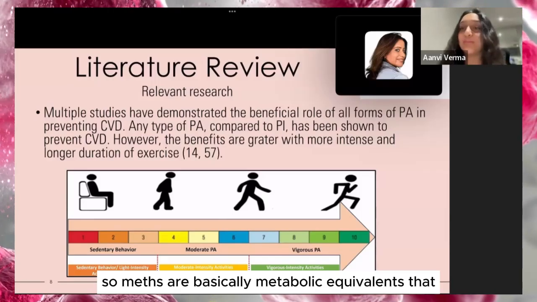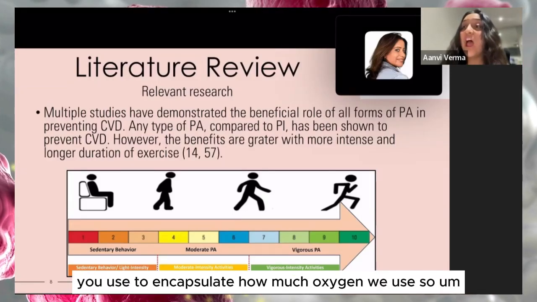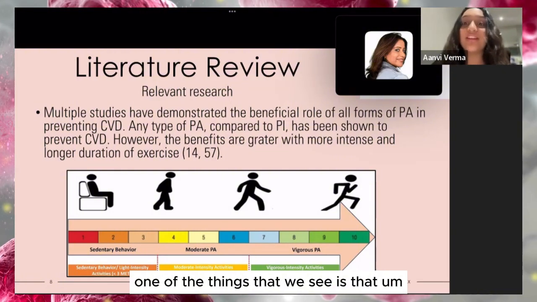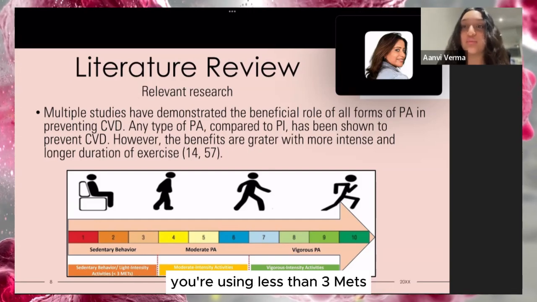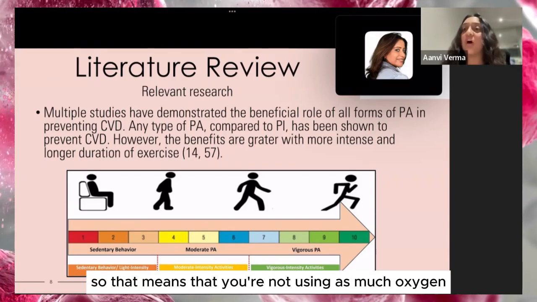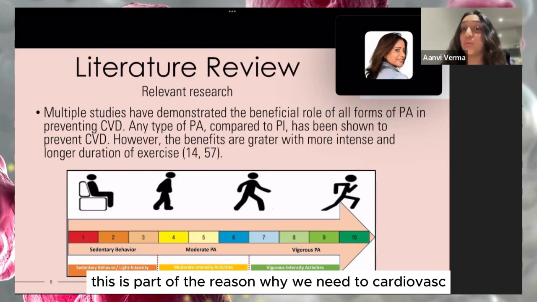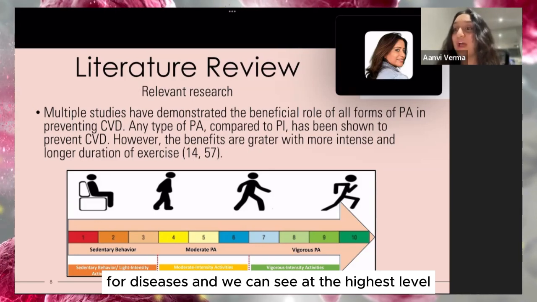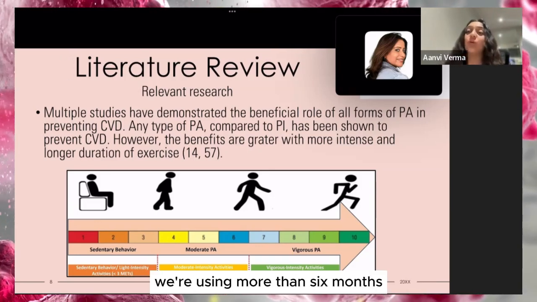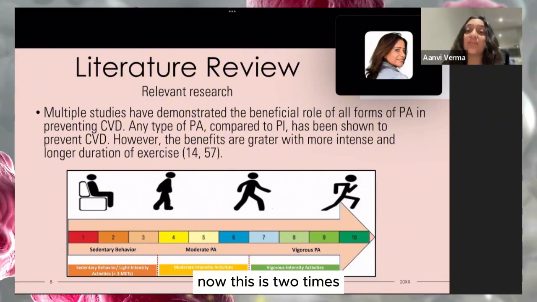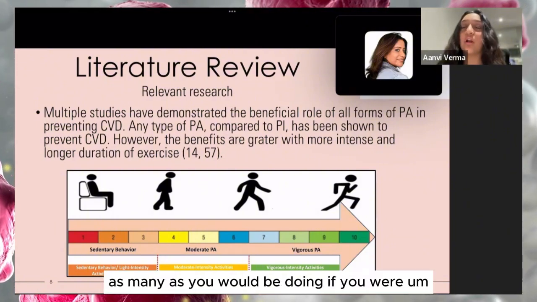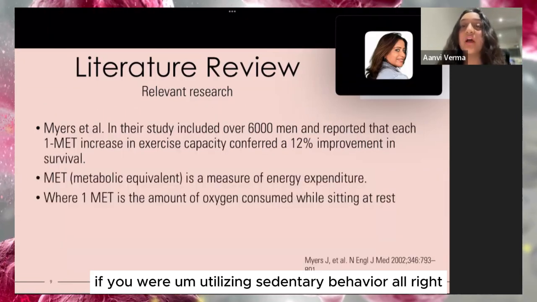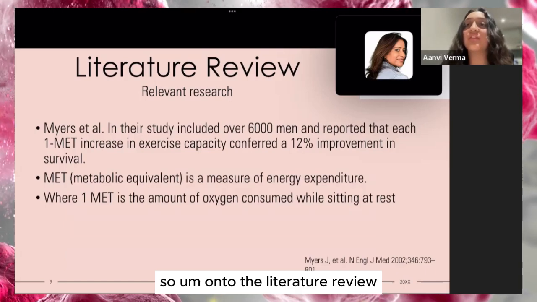METs are metabolic equivalents that you use to encapsulate how much oxygen we use. In the lowest category, sedentary behavior, you're using less than 3 METs. That means you're not using as much oxygen, you're not using your heart as much. This is part of the reason why we lead to cardiovascular diseases. At the highest level, vigorous intensity activities, we're using more than 6 METs. Now this is 2 times as many as you would be doing if you were utilizing sedentary behavior.